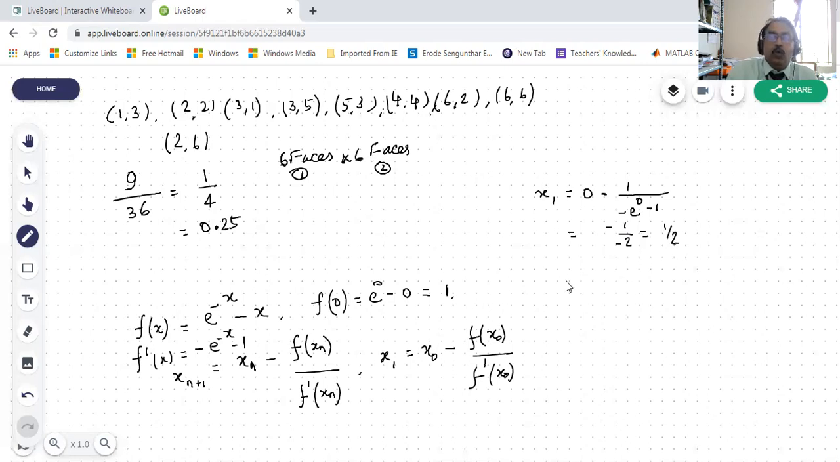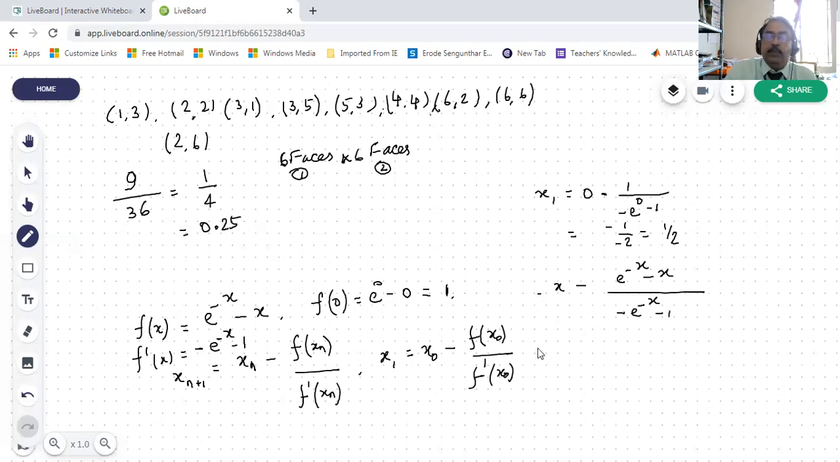X1 is 1 by 2. Let us see the function now. I will write the raw data: x minus e power minus x, divided by minus e power minus x minus 1.